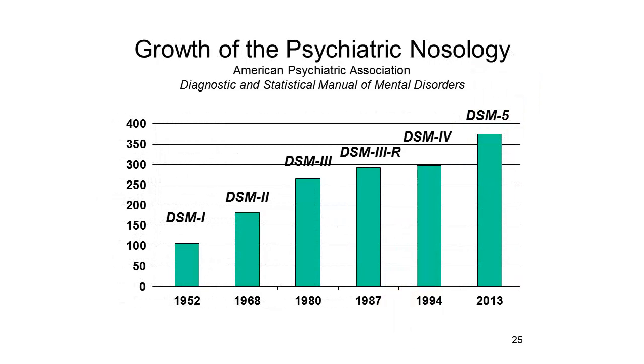The categories of mental illness have grown considerably since the latter part of the 19th century. The first edition of the Diagnostic and Statistical Manual, published in 1952, contained only about 100 diagnostic categories. The fourth edition, published in 1994, contained almost 300 categories. The latest edition, the fifth edition of the DSM, released in 2013, has almost 400.